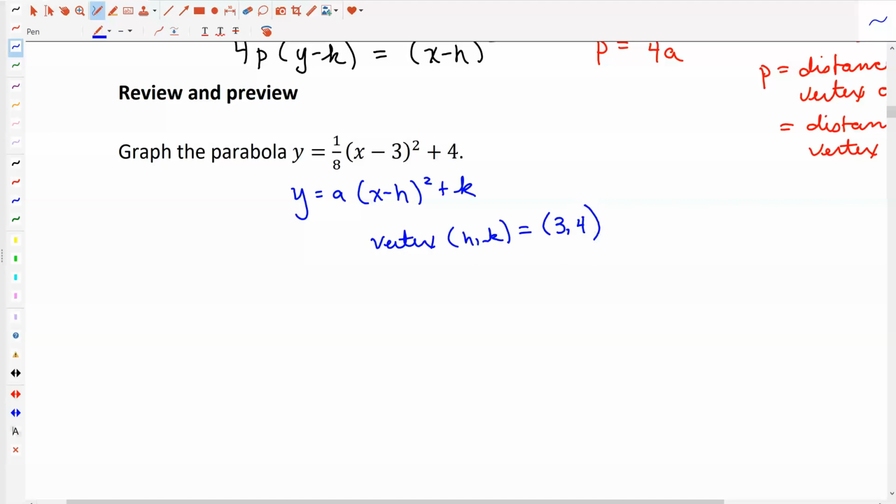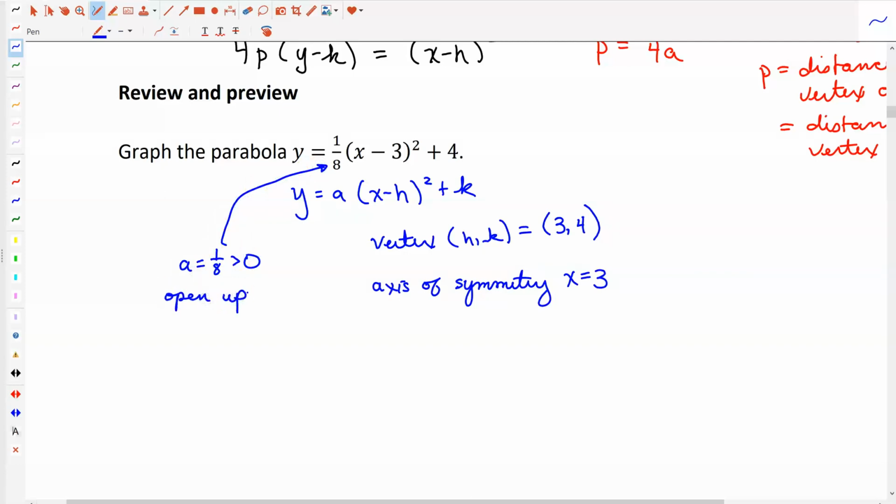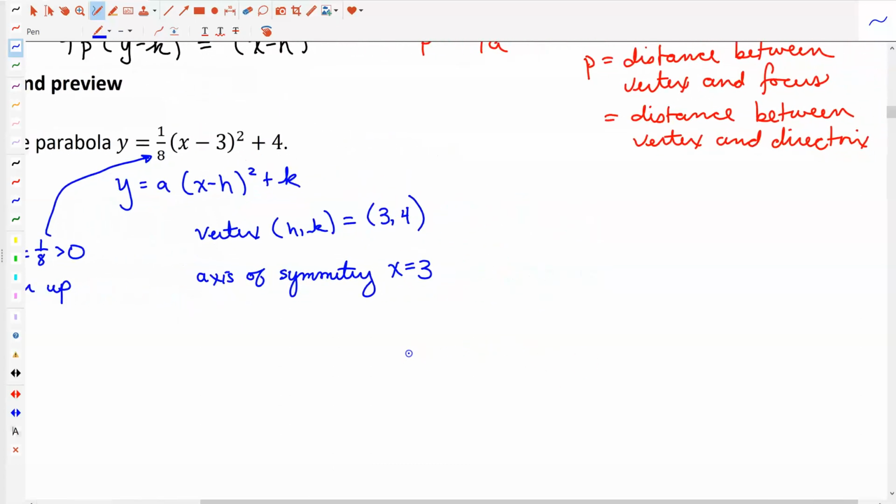One of the other things that we looked at when we were graphing these is the axis of symmetry. In this case, the axis of symmetry is going to be x is equal to 3. Another thing that we looked at is this value here for a, which is 1/8. It's greater than 0, so it's positive, so we know that the parabola will open up. And then from here, we're able to do some graphing for this. So we'll start graphing this. So we'll come over here.